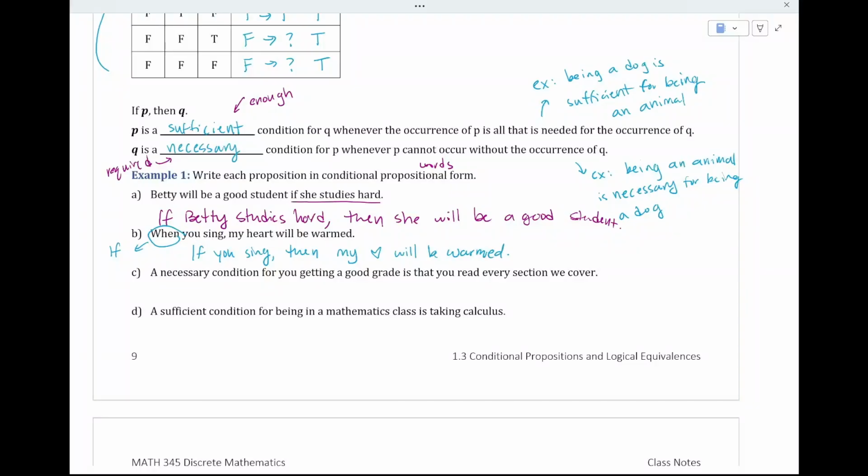That's my heart symbol there. If you sing, then my heart will be warmed. A necessary condition for you getting a good grade is that you read every section that we cover.